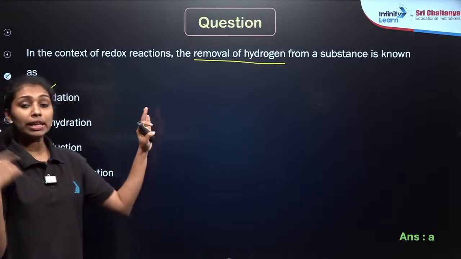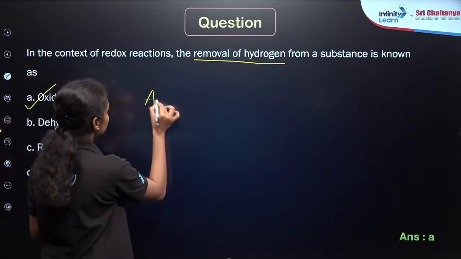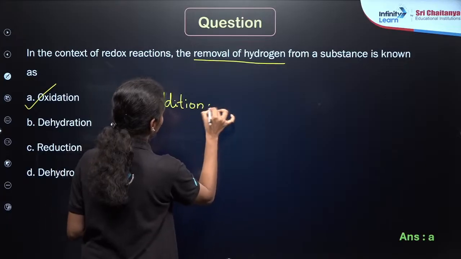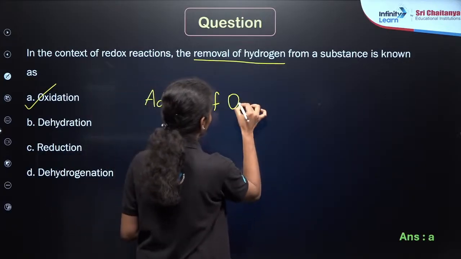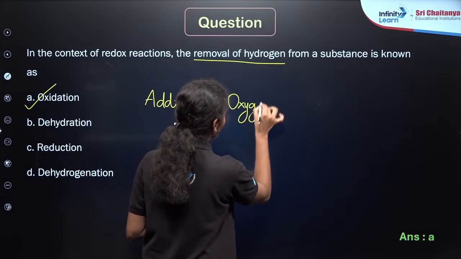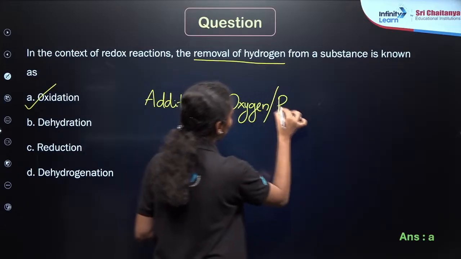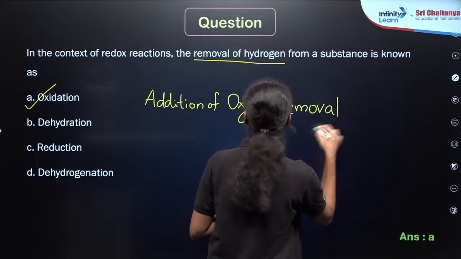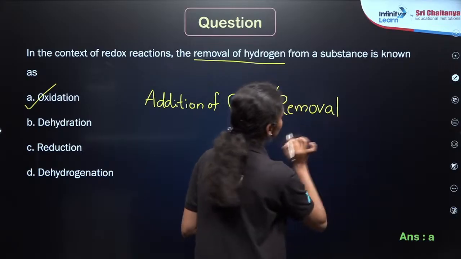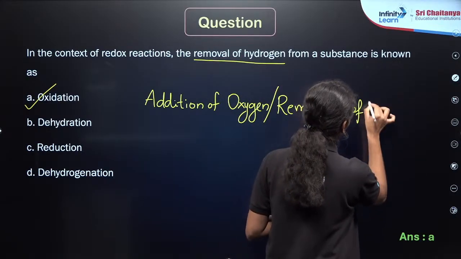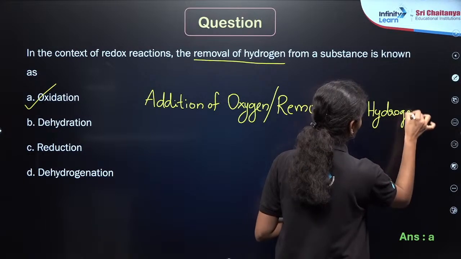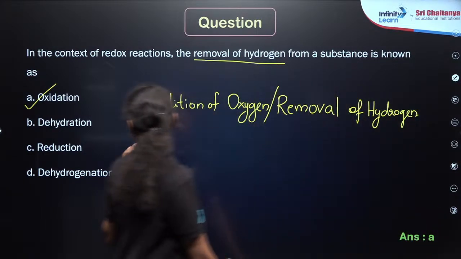As we already know, addition of oxygen or removal of hydrogen is known as oxidation. Similarly, we can define reduction as removal of oxygen and addition of hydrogen. So this is the classical concept of oxidation.